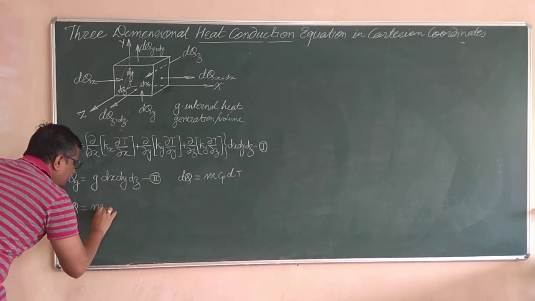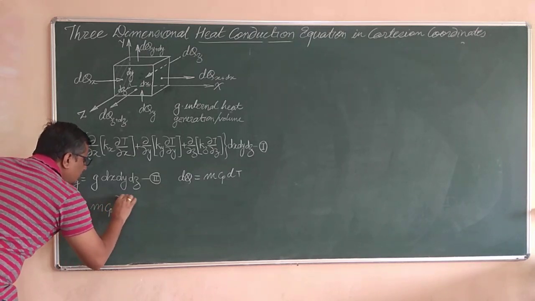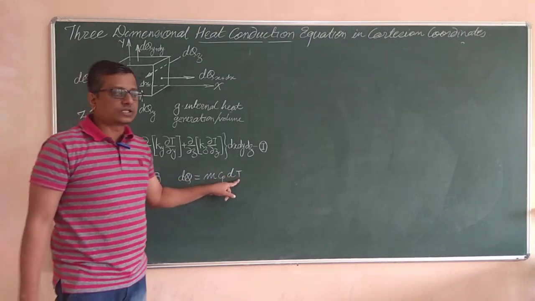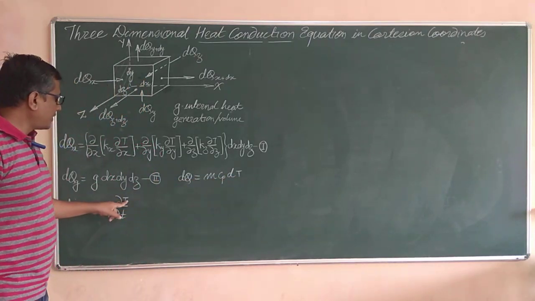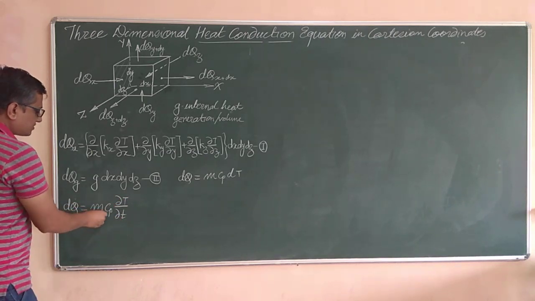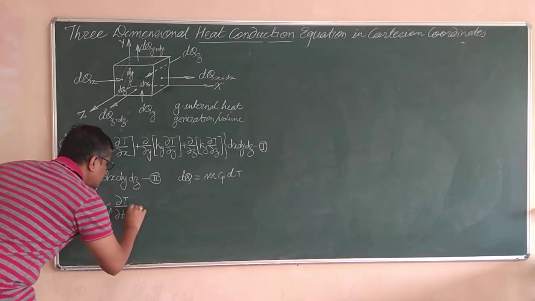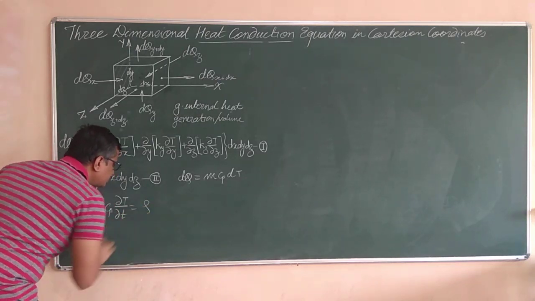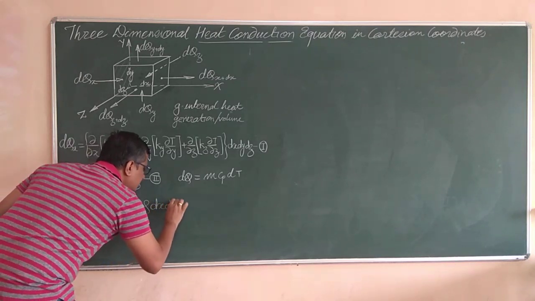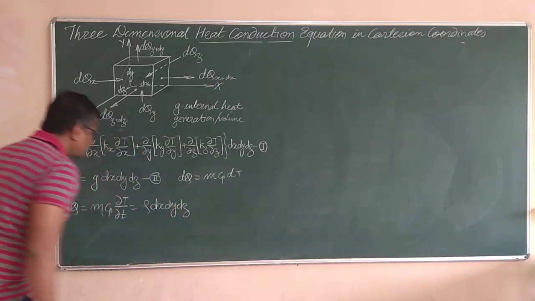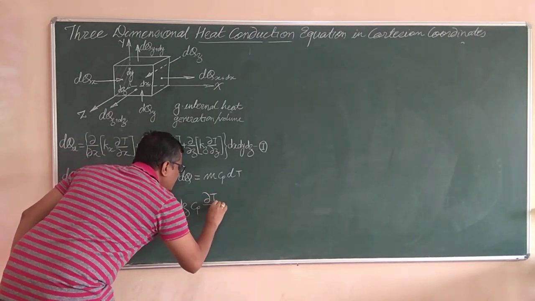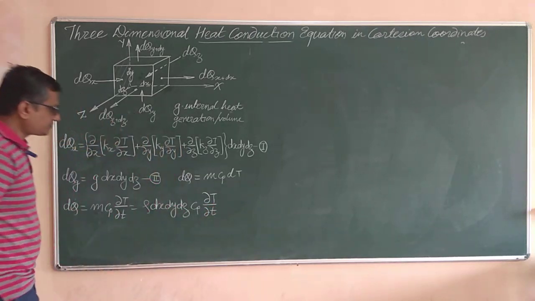mCp into ∂T/∂t. Now remember that this capital T is representing the temperature of the element, or say at any point, and this small t is representing the time. But out of that again, this mass, small m, can be expressed as the density rho into the volume, and what is the volume? Volume is dx dy dz. So that's the volume into the specific heat Cp into ∂T/∂t, right?